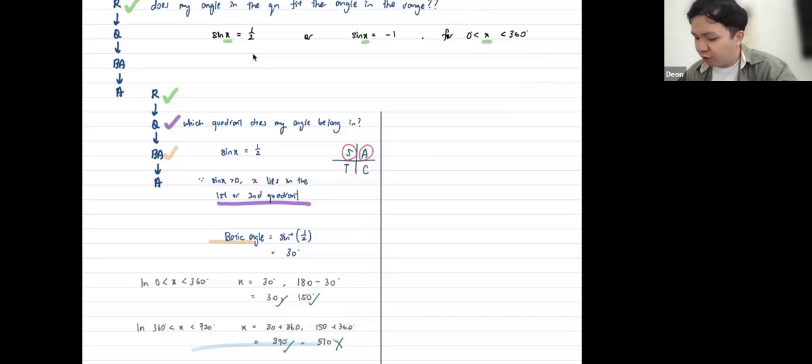Okay. Later, when we move on to other questions with different ranges, maybe it'll be a bit more complicated. Then maybe you'll understand a bit more. Okay, let's look at the other half.